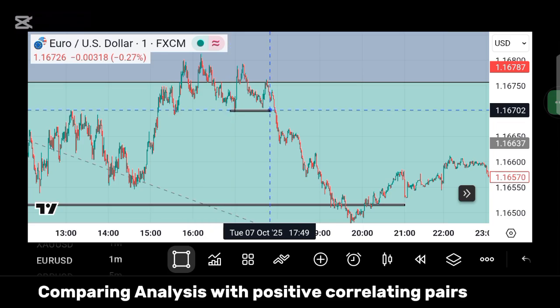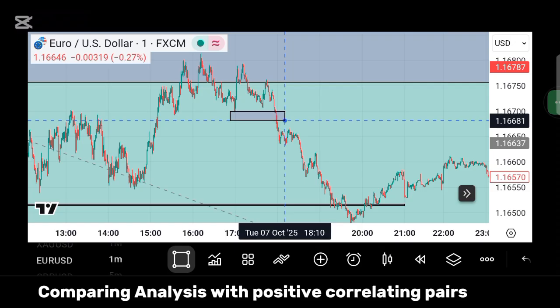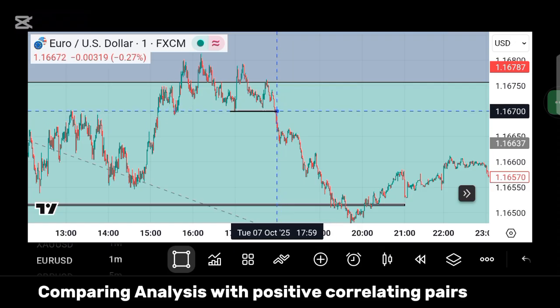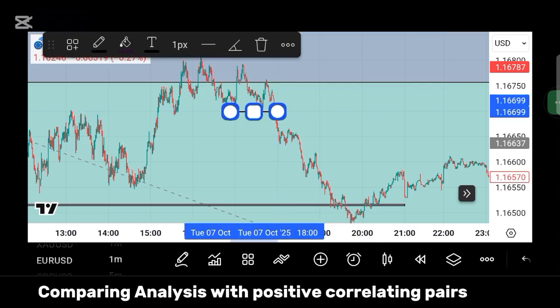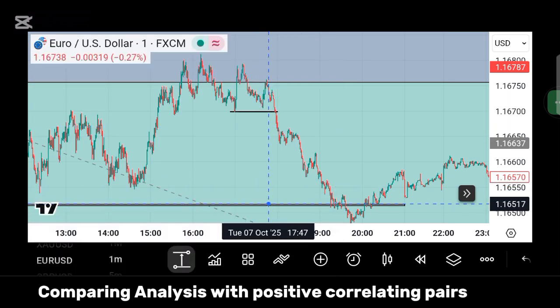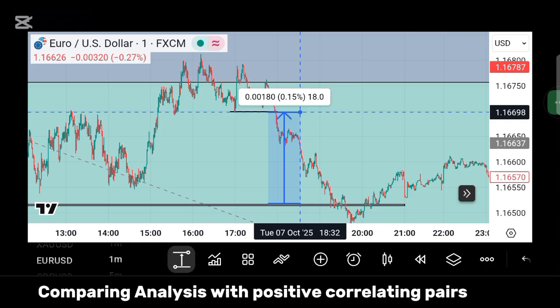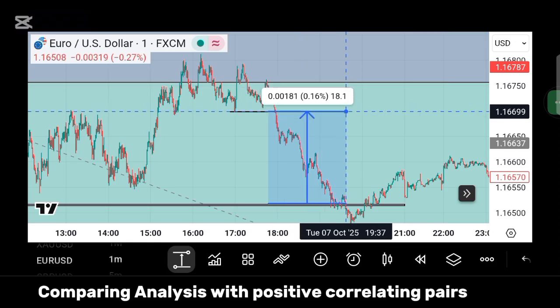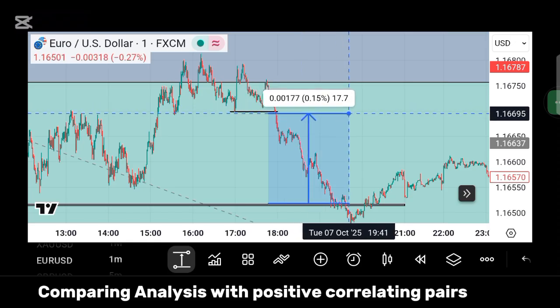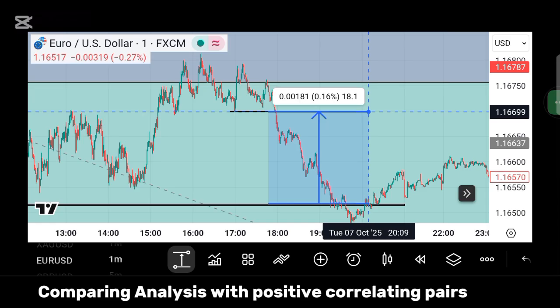So that is where we have a shift. This is where the shift in market structure came in, and if I'm to take it, this is about how many pips here from the first target here, about 118 pips. I was not really okay with this move, so I had to check the other correlating pair, which is GBP USD.